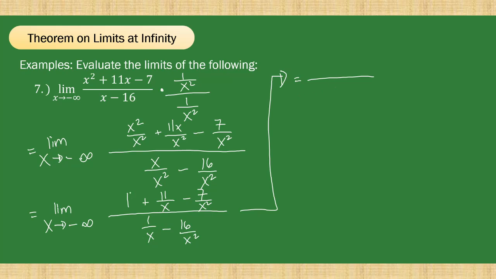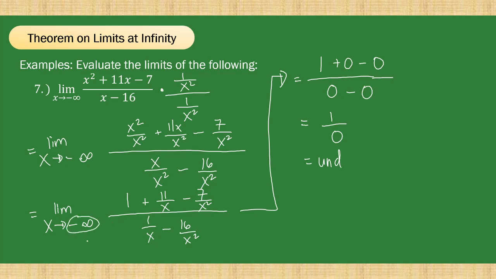So, sa numerator, ang limit ng constant 1 is just 1. Itong 11 over x ay 0. Negative 7 over x squared is also 0. As for the denominator, ang limit ng 1 over x, dahil naka-fraction siya, is still 0. At itong negative 16 over x squared, that is also 0. So, lumalabas na ang answer natin ay 1 over 0. Which is undefined. At kapag undefined, ang kukuhanin natin ay yung ina-approach na value ng x.